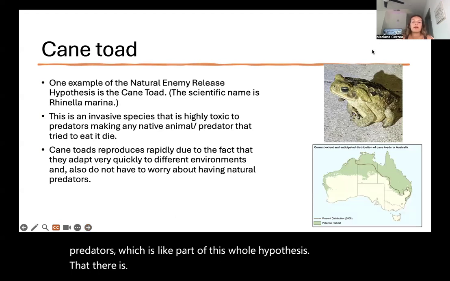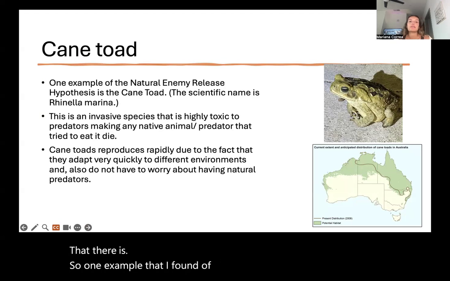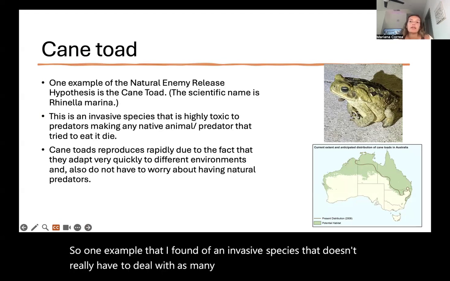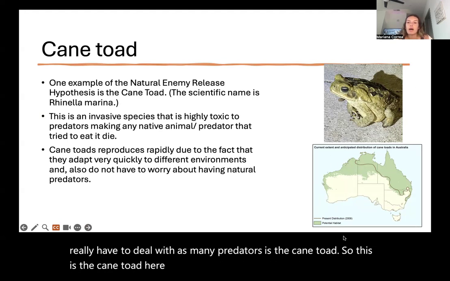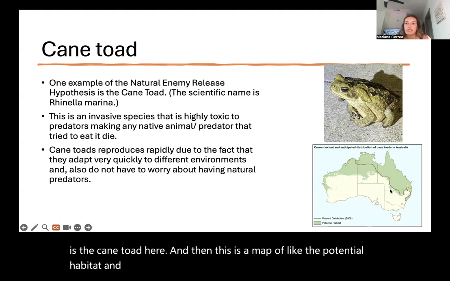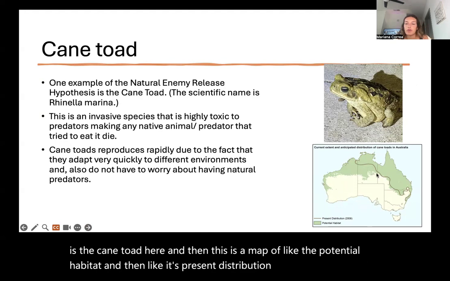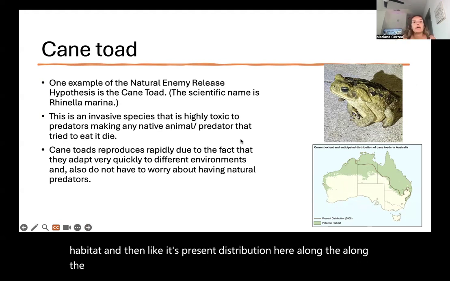So one example that I found of an invasive species that doesn't really have to deal with as many predators is the cane toad. This is a cane toad here, and this is a map of the potential habitat, and its present distribution here along the line. Its scientific name is Rhinella marina.